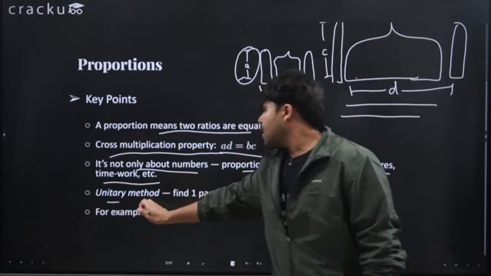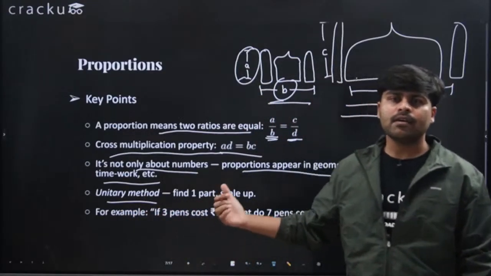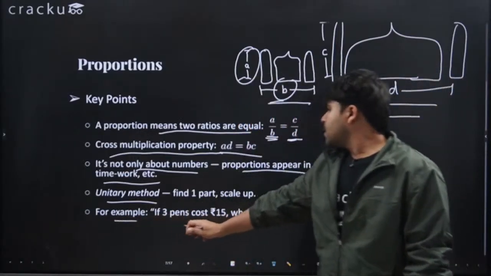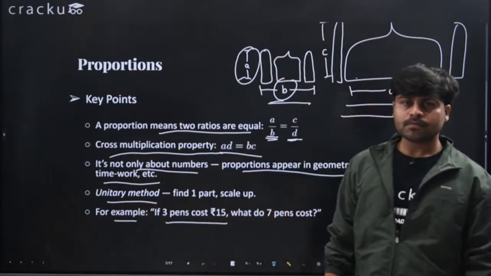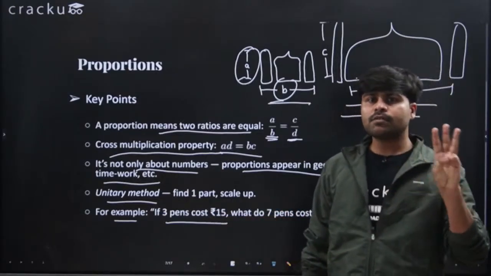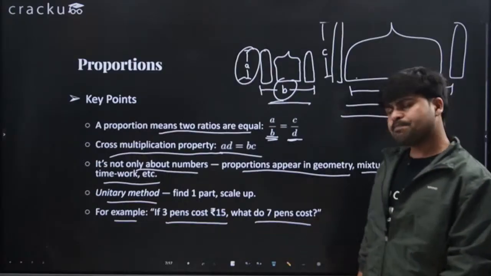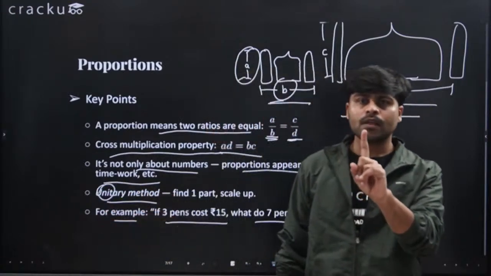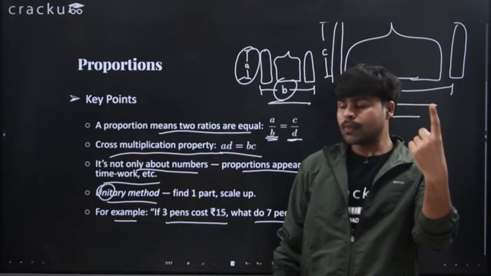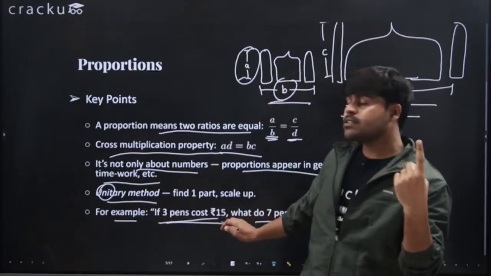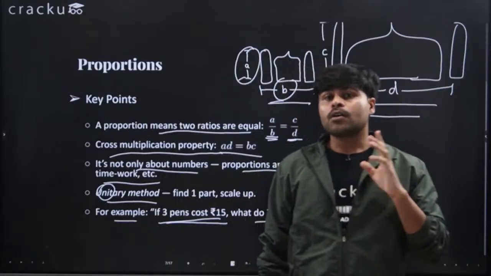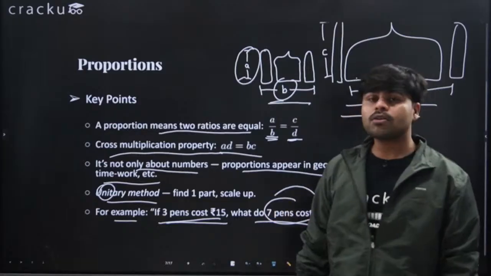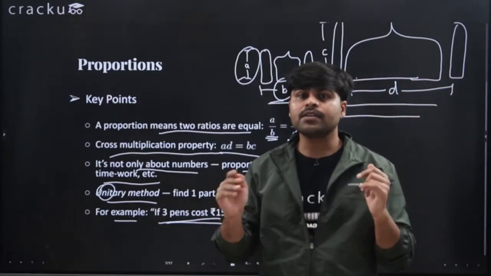Then comes the unitary method. I am pretty sure you have heard of it. It is a very simple method. We use it all the time. So consider, for example, that the cost of 3 pens is 15 rupees. What is the cost of 7 pens? So what does unit mean? Unit means 1. So you calculate the value of 1 first. The cost of 3 pens is 15 rupees. What is the cost of 1 pen? The cost of 1 pen is 5 rupees. And then you calculate the answer. What is the cost of 7 pens? 7 times 5 is 35.